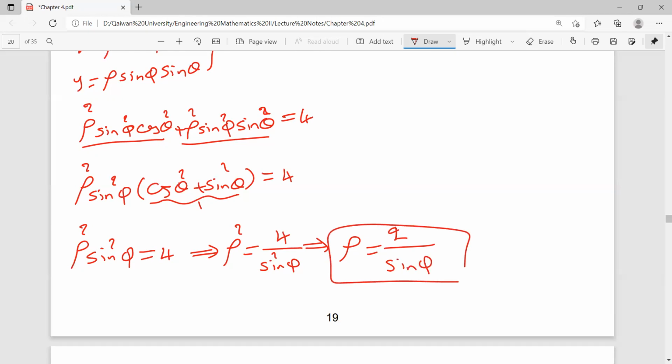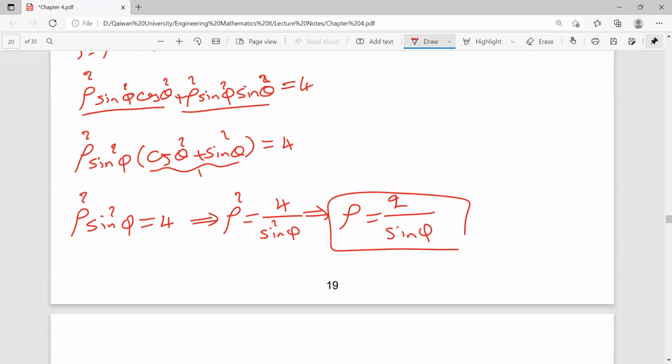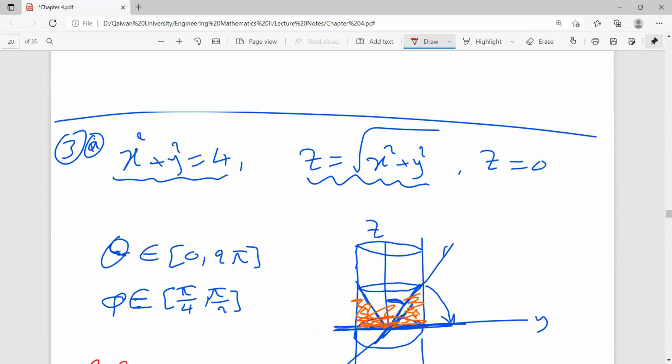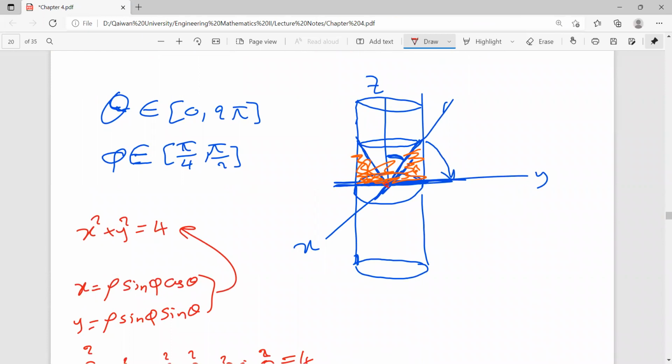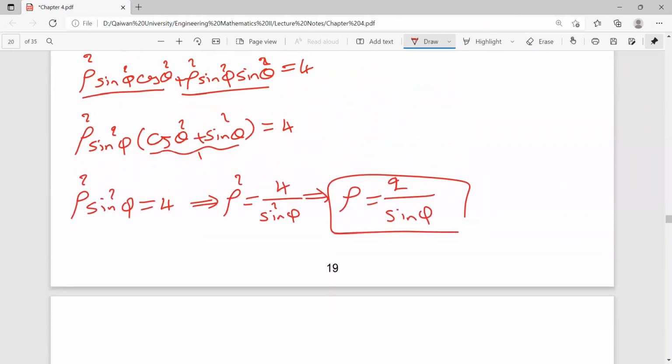So rho is 2 divided by sine phi. That means rho goes from 0 to 2 over sine phi. And since sine phi is 1 over cosecant, rho is 2 cosecant phi.